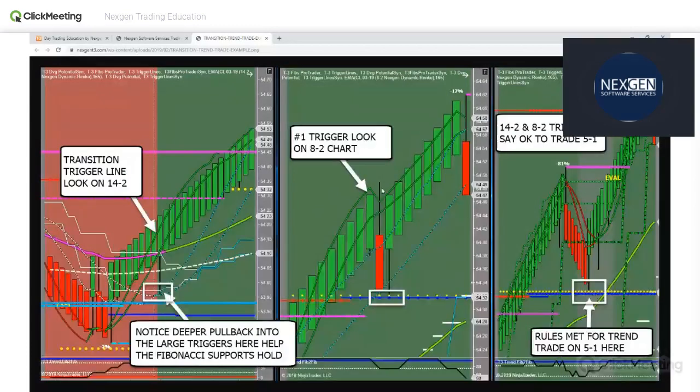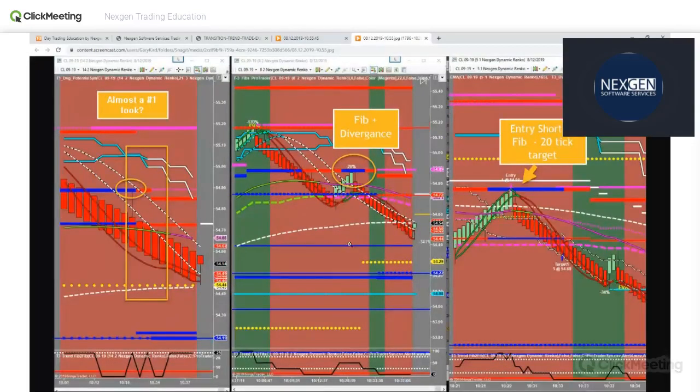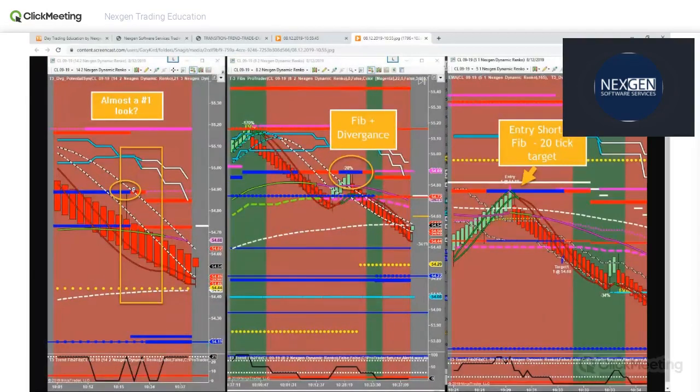Triggers right, Fibonacci works. Triggers are strong up, Fibonacci resistance will break. Gary K, this is your first trade. I like it. And again, this is okay. Again, almost a number one look.